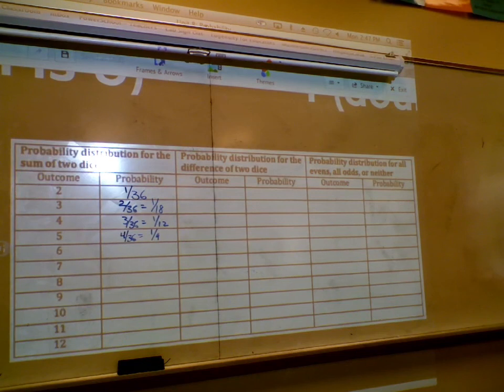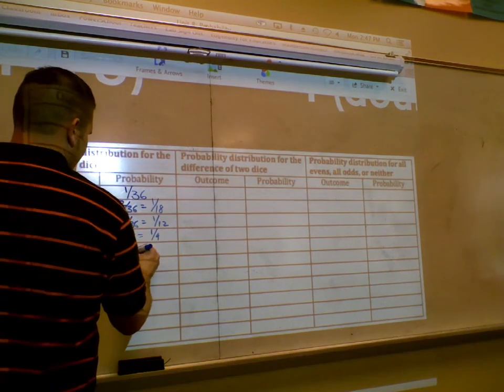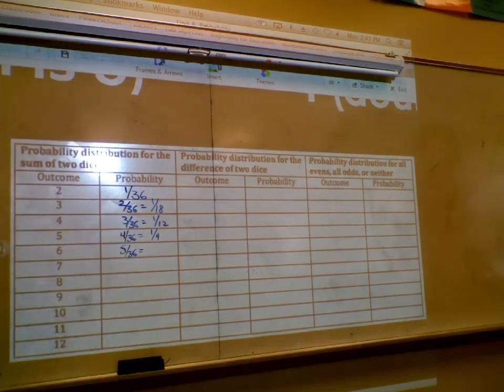How many ways can I roll 6? 5 ways, out of 36, which doesn't reduce. How many ways can I roll 7? 6.